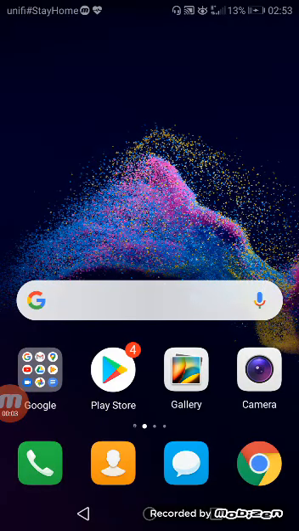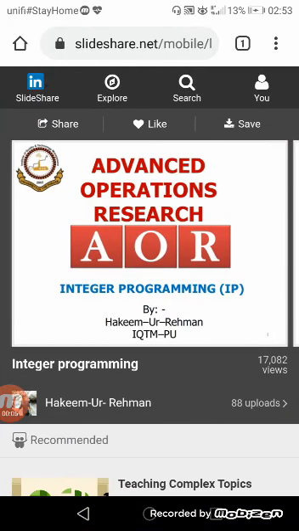So today we're going to learn a new chapter which is called integer programming, and the slide was prepared by Professor Hakim Ar-Rahman. As you remember, last week we already learned about linear programming, where the solution can be a real number or a decimal number. Today we're going to learn about integer programming, and I think you already got the idea: the solution must be an integer value.